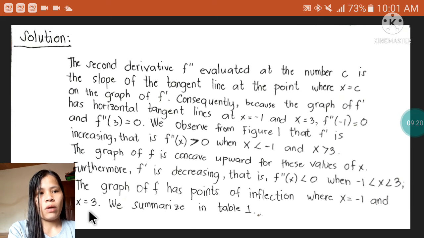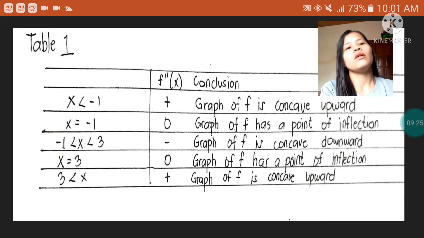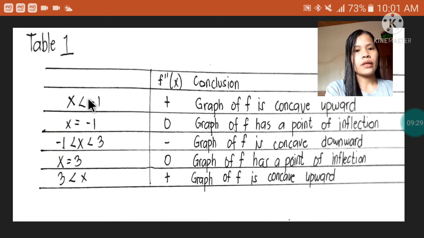So, here is the table. Okay, in table 1: x is less than negative 1. Then the second derivative of f of x, this is the result. When we derive it here, the result is positive. Therefore, the conclusion is the graph of f is concave upward. It's because if the result is positive, the graph is concave upward.